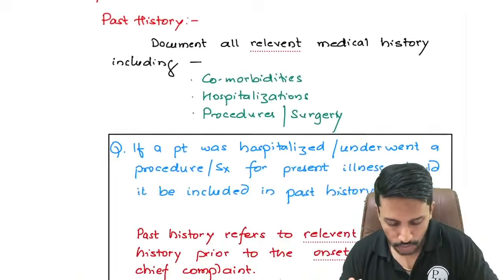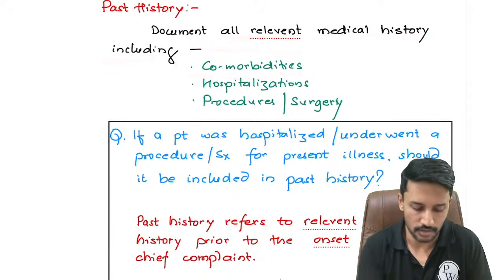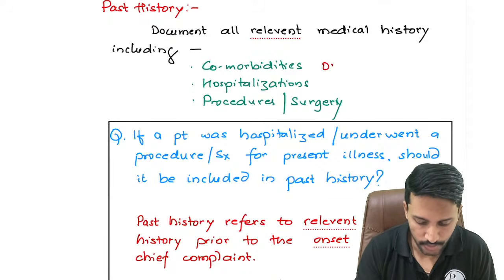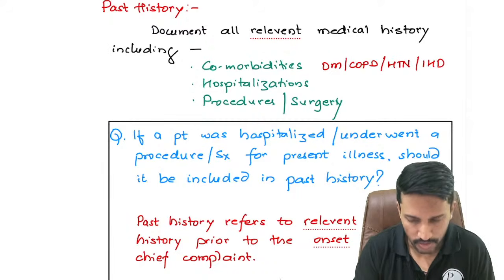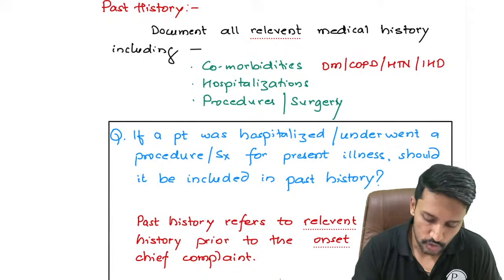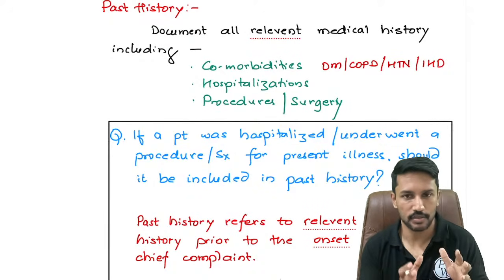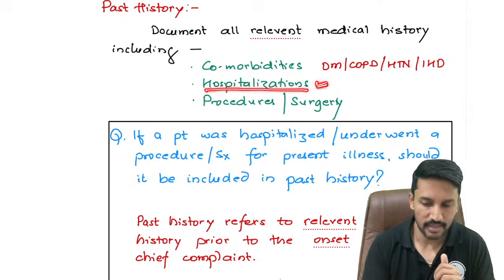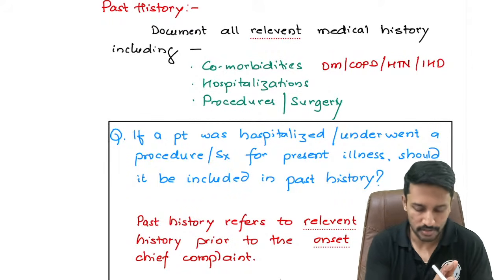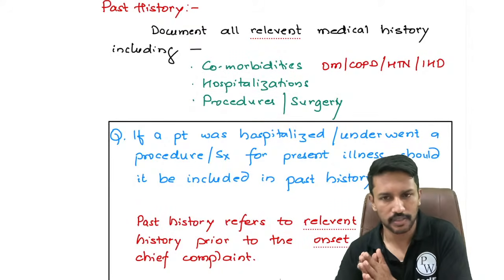In the past history, we should document all the relevant medical history, including the comorbidities, like diabetes, hypertension, COPD, ischemic heart disease, whatever the patient is having. We should also mention the duration. If he's diabetic, for how long he has been diabetic. If it is COPD, for how long he has had COPD. Then all the previous hospitalizations should be documented in the past history, and any procedures or surgeries the patient has undergone should also be documented in the past history.